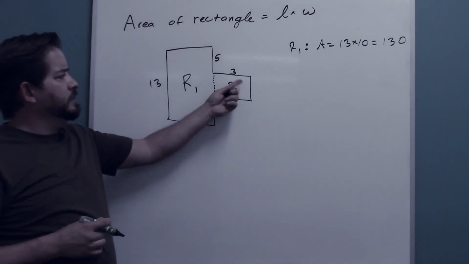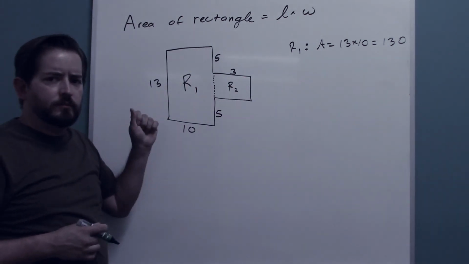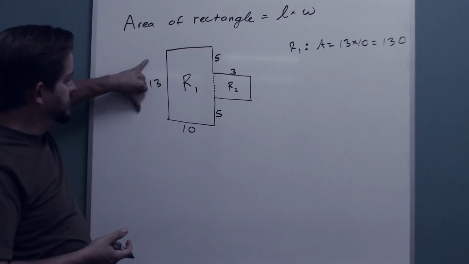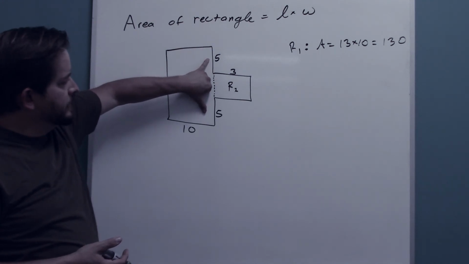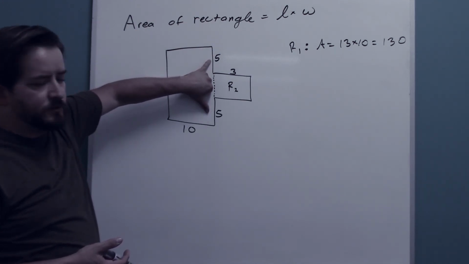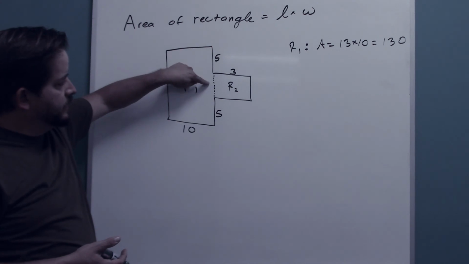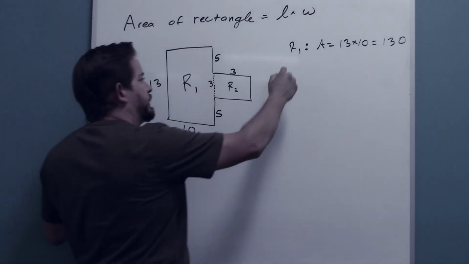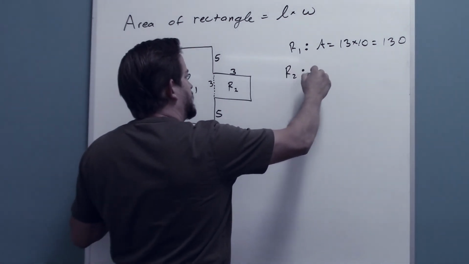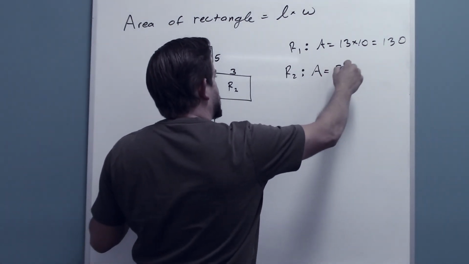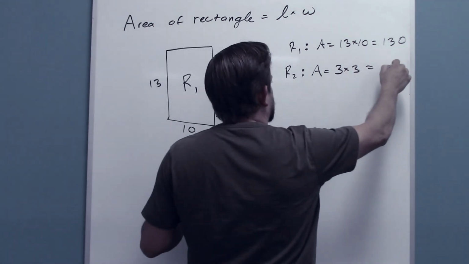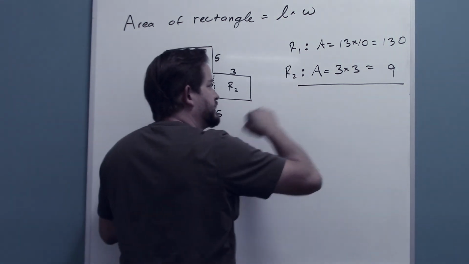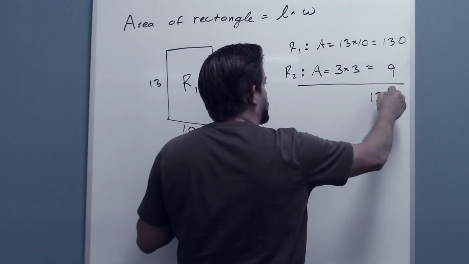Rectangle 2, though, I have 3, and I don't know the other measure. But I can figure it out, because if this is 13, that makes this 13, minus 5 more, that makes this guy 3, right? And therefore, for rectangle 2, I can argue then that the area is 3 times 3, that's just 9. And so the altogether area is just the two areas added together, so my total area is 139.